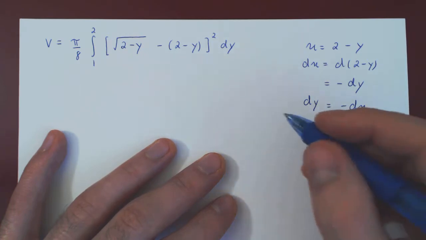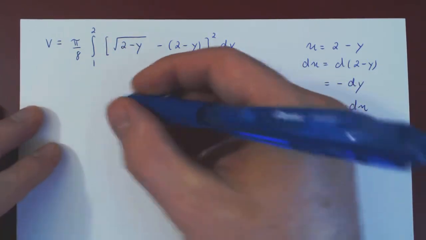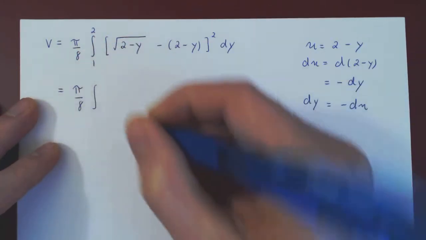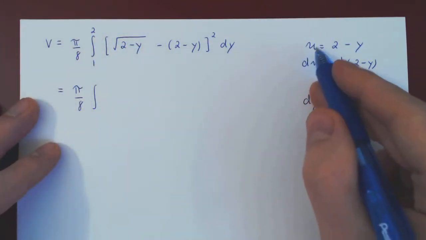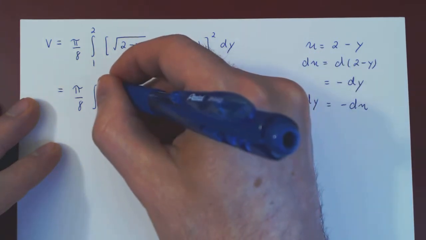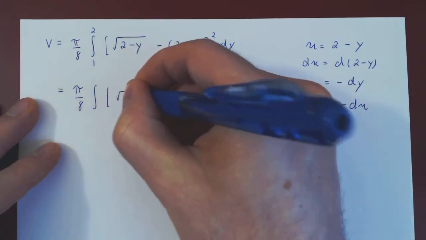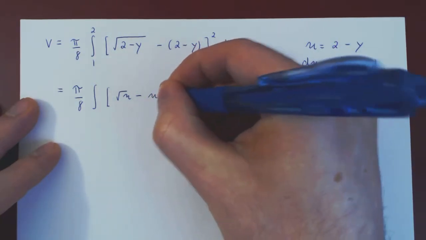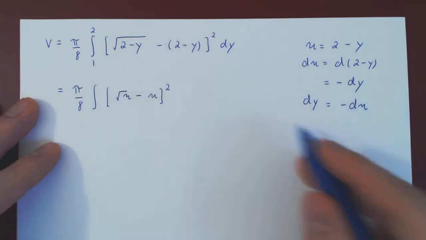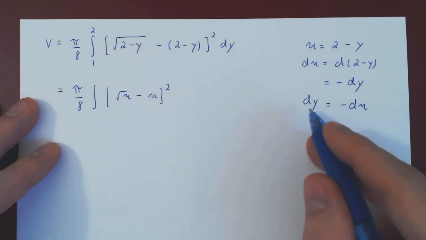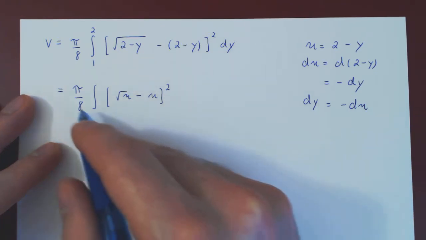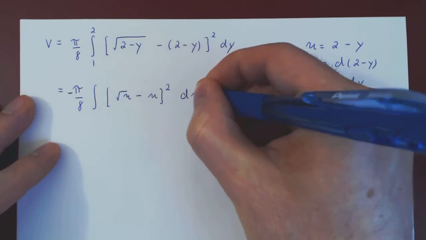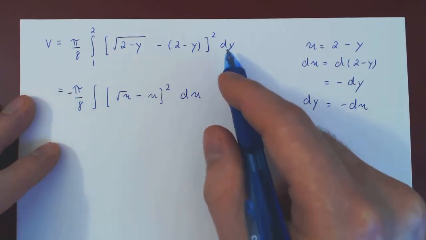Okay. Now we need to change our bounds of integration. Let's first recopy what we have. The square root of 2 minus y, that's the root of u, minus 2 minus y, that's u, squared, and dy is negative du. So I'll pull the negative up front, and I'll just put du there. Negative du is the dy.